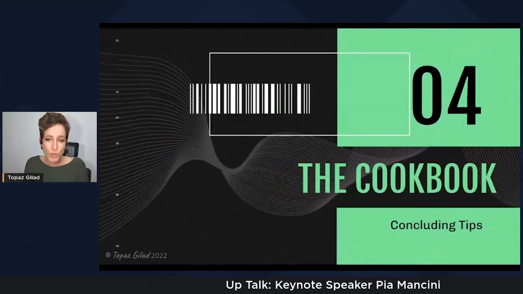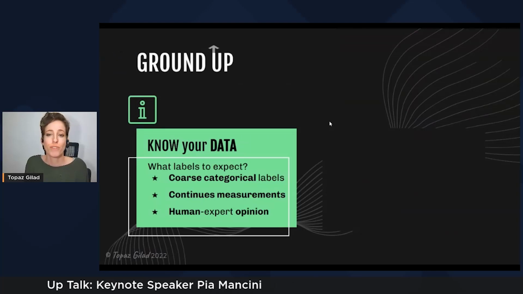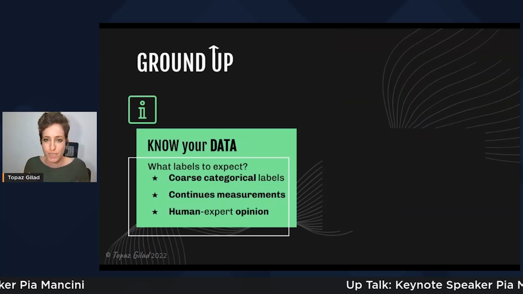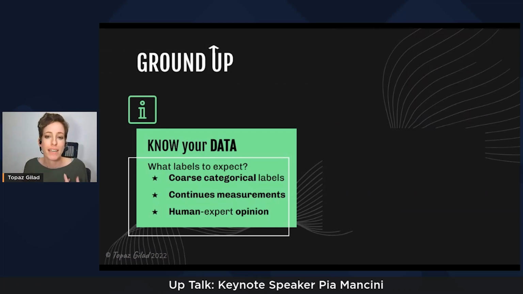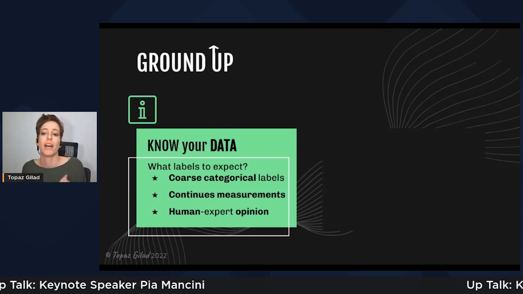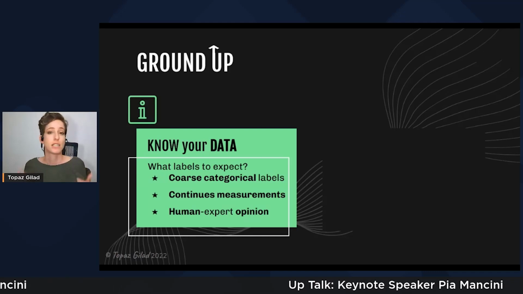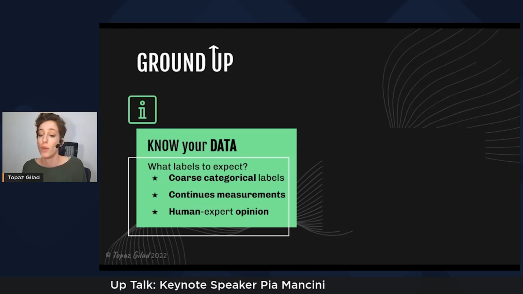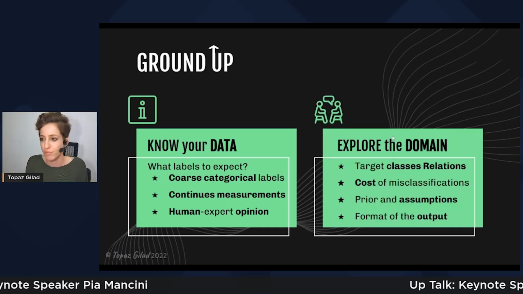In the last concluding 2 slides, I will summarize the take-home message. So when facing a new task that seems like classification, start from the ground up. Get to know your data. What labels can you expect to have? Coarse categorical? Or can you be provided with a subset of continuous related measurements? Is an expert human opinion required for the training process? And what will be the optimal format and labeling strategy to achieve it?